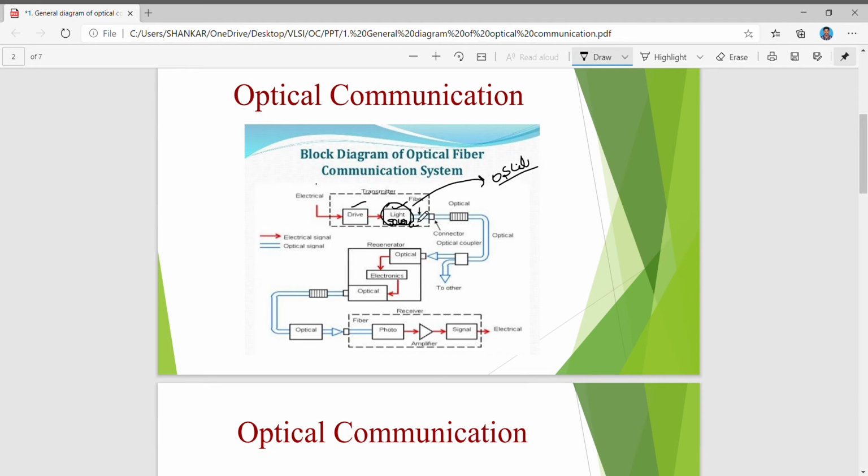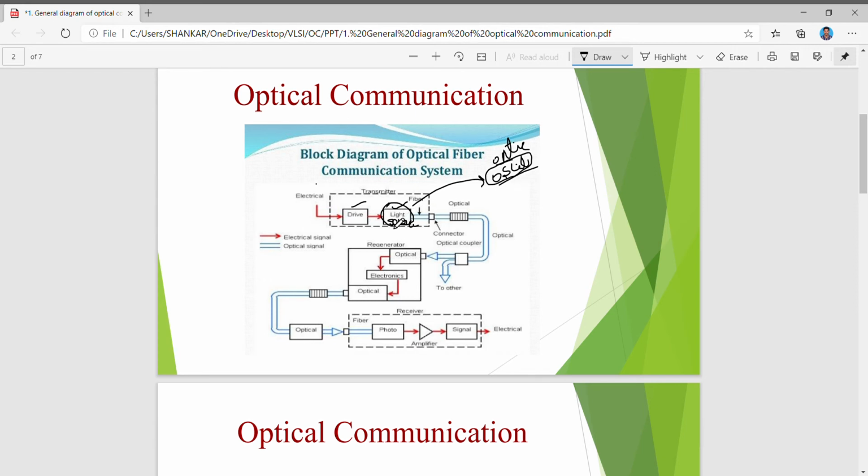Here the light source acts as the oscillator, so it is called an optical oscillator. Whatever the modulated signal is, it is applied to the light source. The light source is the optical oscillator, meaning it acts as an oscillator circuit and generates the optical signal. Oscillator means that without applying any input signal, it will generate the signal.